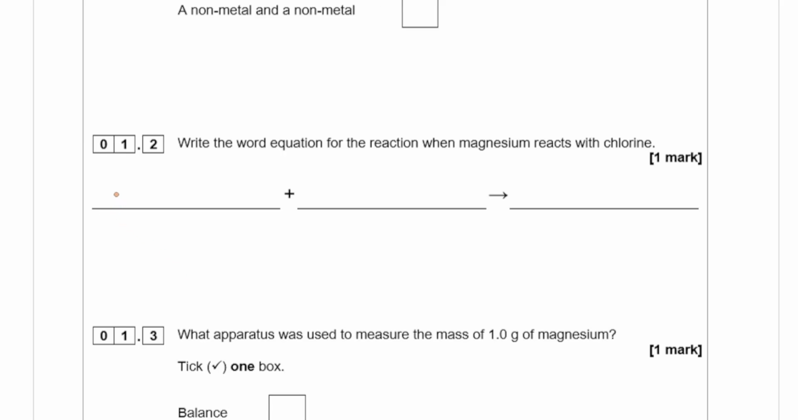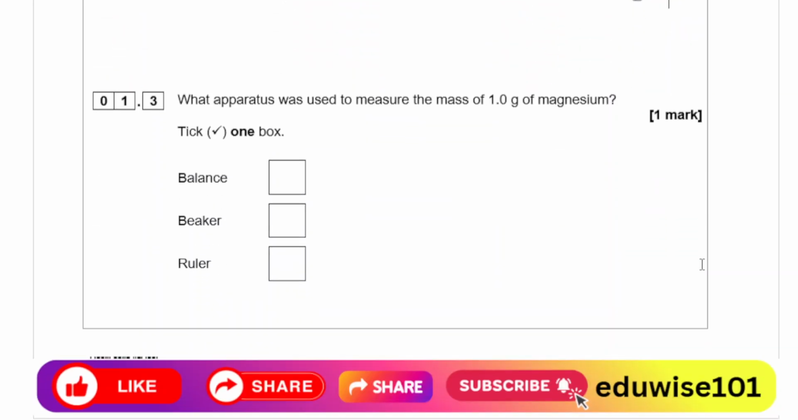So they've already given us the answer. So magnesium plus chlorine gives you magnesium chloride. Remember, it's chloride, not chlorine. What apparatus was used to measure the mass of 1 gram of magnesium? That would be a balance.